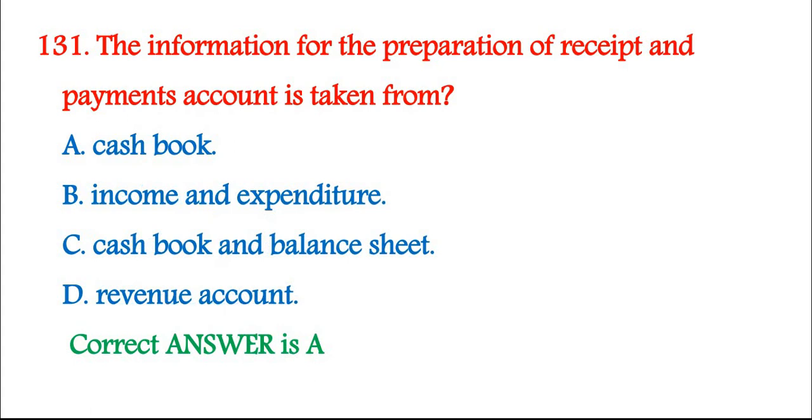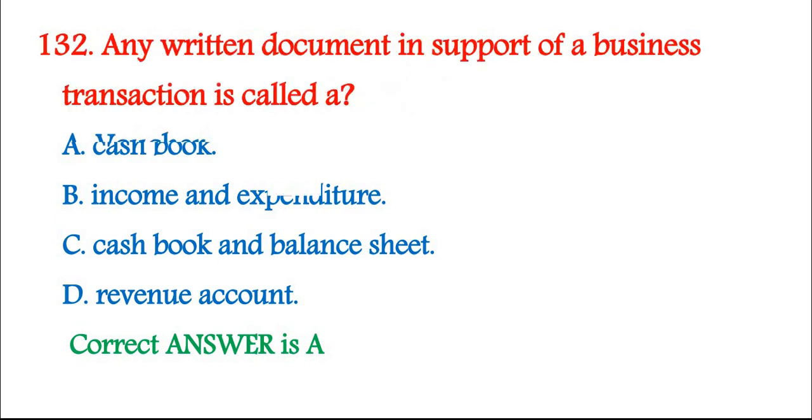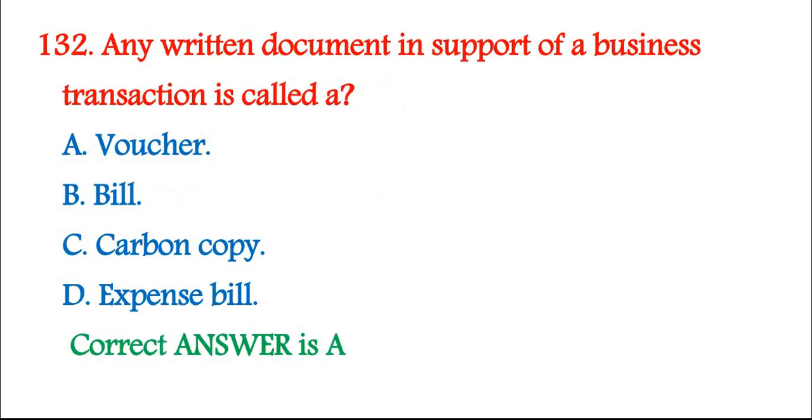131. The information for the preparation of receipt and payments account is taken from A. Cash book. B. Income and expenditure. C. Cash book and balance sheet. D. Revenue account. Correct answer is A. 132. Any written document in support of a business transaction is called A. voucher, B. bill, C. carbon copy, D. expense bill. Correct answer is A.